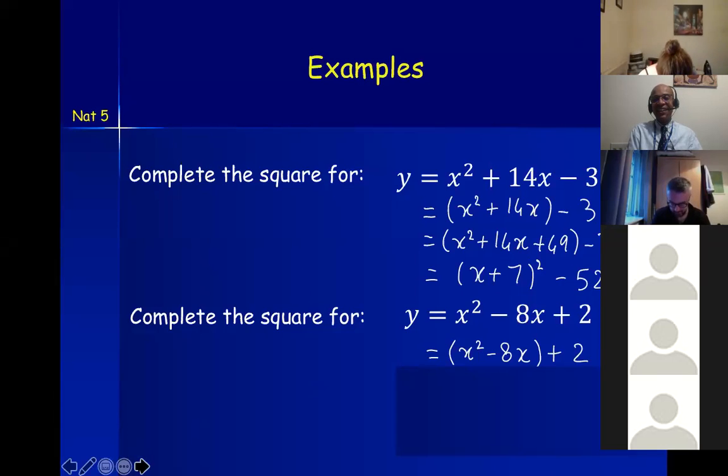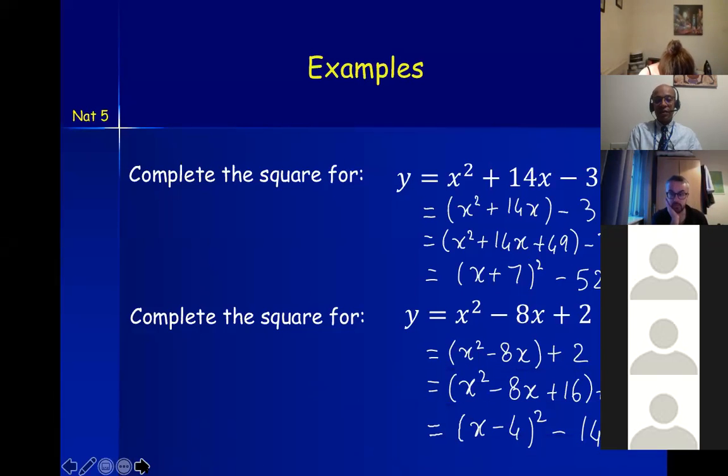Let them struggle. Okay, so negative 8. What's half of negative 8? Negative 4, squared is 16. Remember, it's negative 4. And then because I add plus 16, I need to compensate: take away 16. And to complete the square, you just half that negative 8 that we had. You just write it as (x minus 4) squared minus 14, because 2 minus 16 is just minus 14.